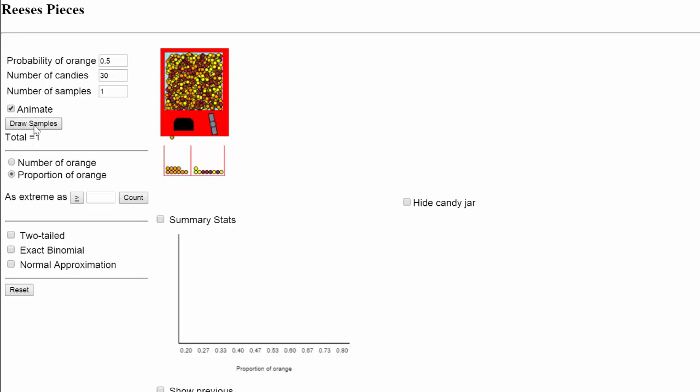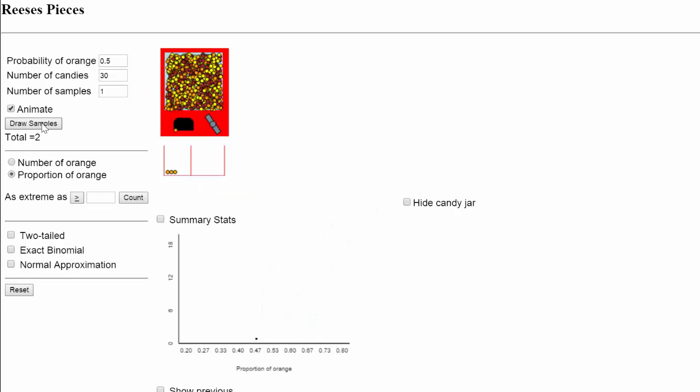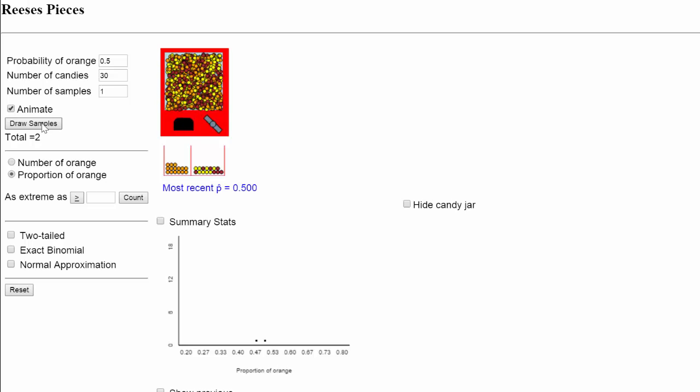And I'm going to select Draw Sample. And we see that it's going to animate this, and we can see all the oranges going into one, anything that's not an orange going into the other, and we get a sample proportion of 0.467. And this is plotted on the graph. Now let's do another one. So I draw another sample, and this time the sample of oranges I get 0.5.